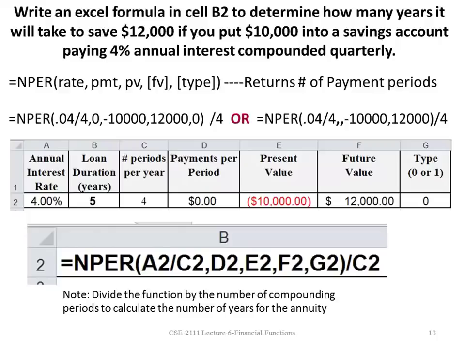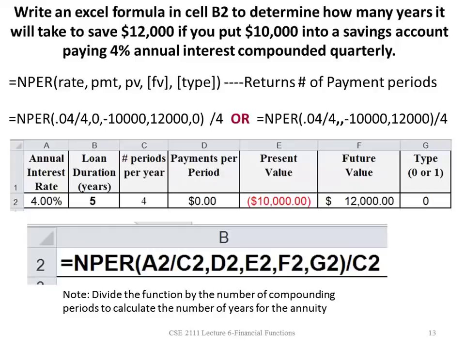The rate argument, the interest rate is 4%. It's compounded quarterly, so for the rate argument, we always take the interest rate and divide it by the compounding periods. The payment, we're not going to put anything else into the savings account, so it'll be 0. The present value is $10,000, so we will put negative $10,000 because even though we're putting it into a savings account, it's not going to be accessible to us, so Excel assumes it's a negative number. And the future value is $12,000. That's what we want to have at the end of this transaction.